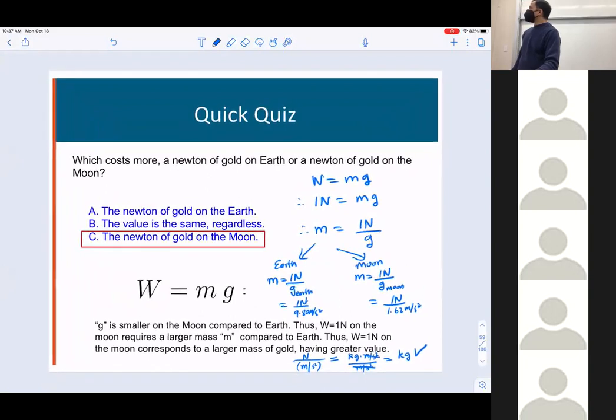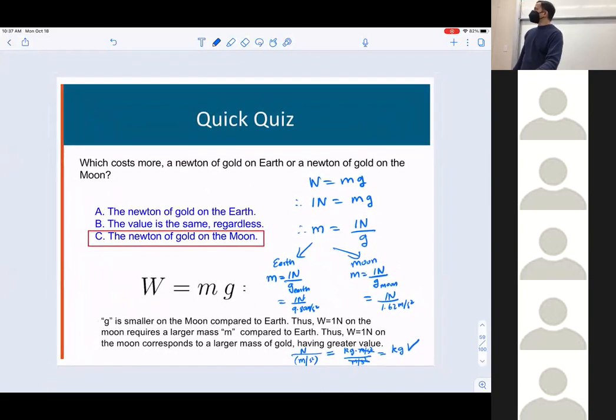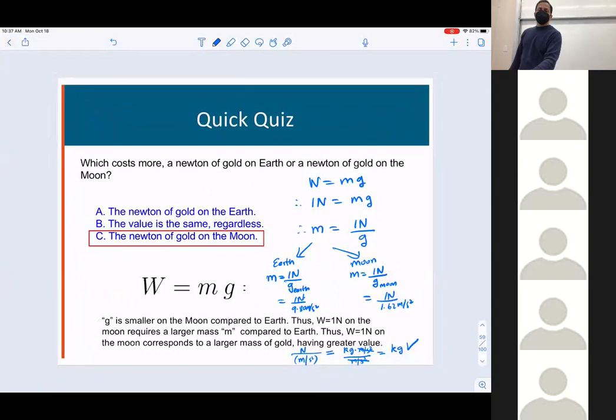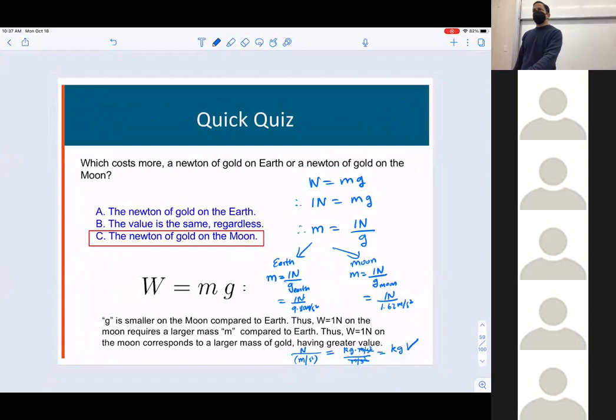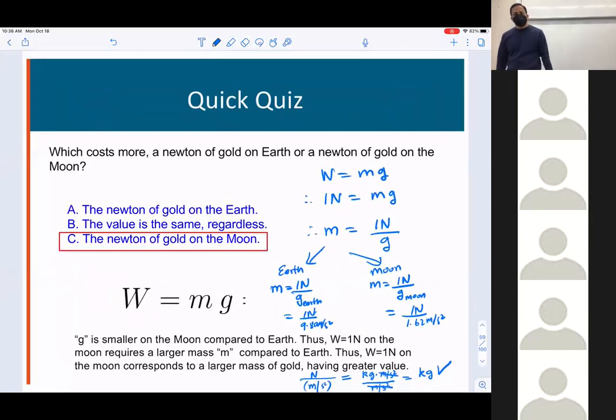Yeah. Right. So you see explicitly there that newtons per meter per second squared is really just kilograms. And so when you do 1 divided by 9.8, that is 0.102. When you do 1 divided by 1.62, that is 0.617. And therefore, hopefully that clarifies things.